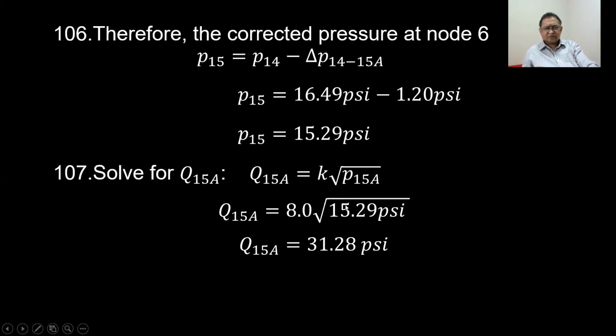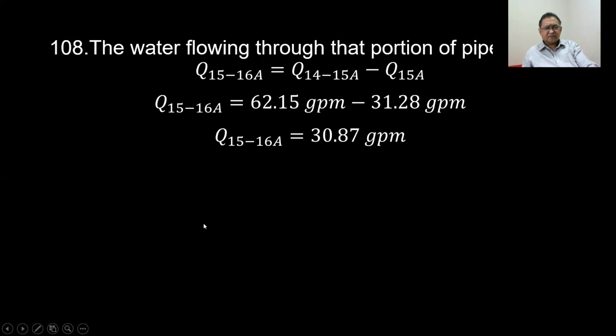Solve for the flow at 15 will be K square root of 15 adjusted. So 8.0 square root of 15.29 will be 31.28. So we subtract it from 62.15, the resulting flow from pipe between node 16 and node 15 will be 30.87. That will be the adjusted flow.